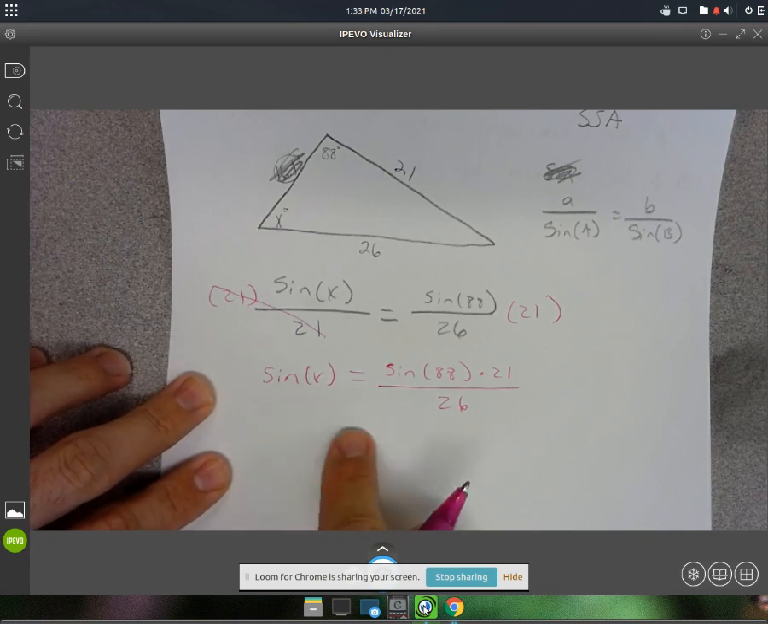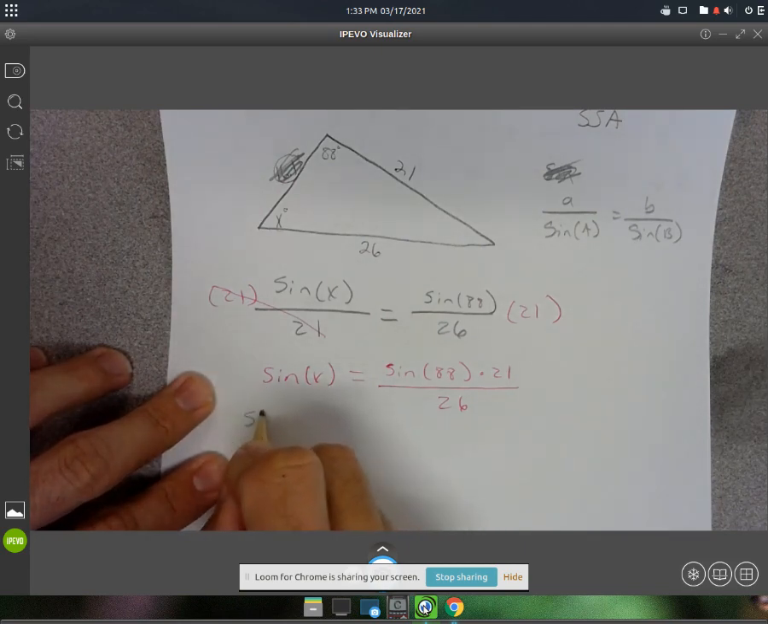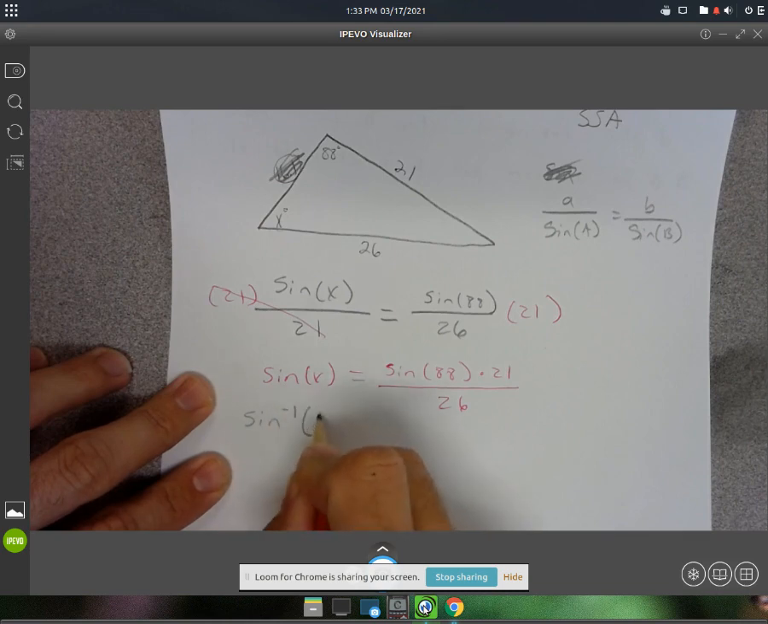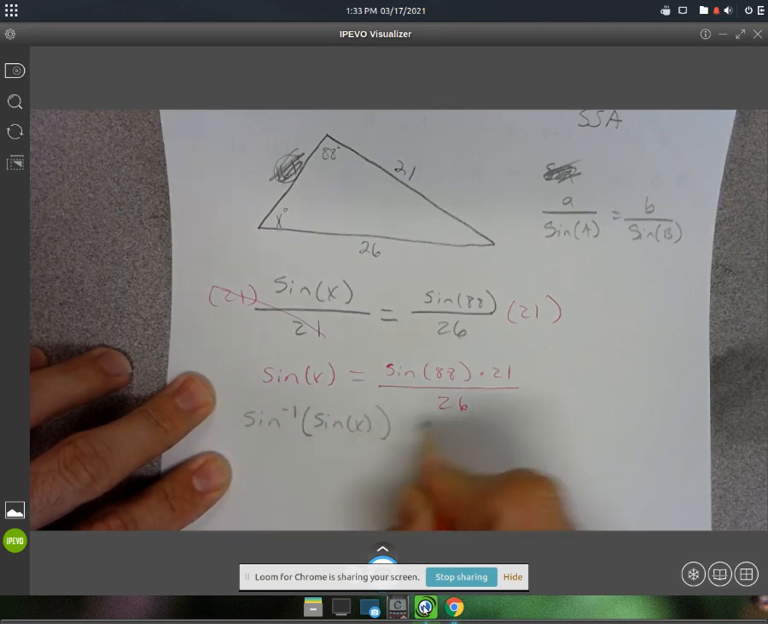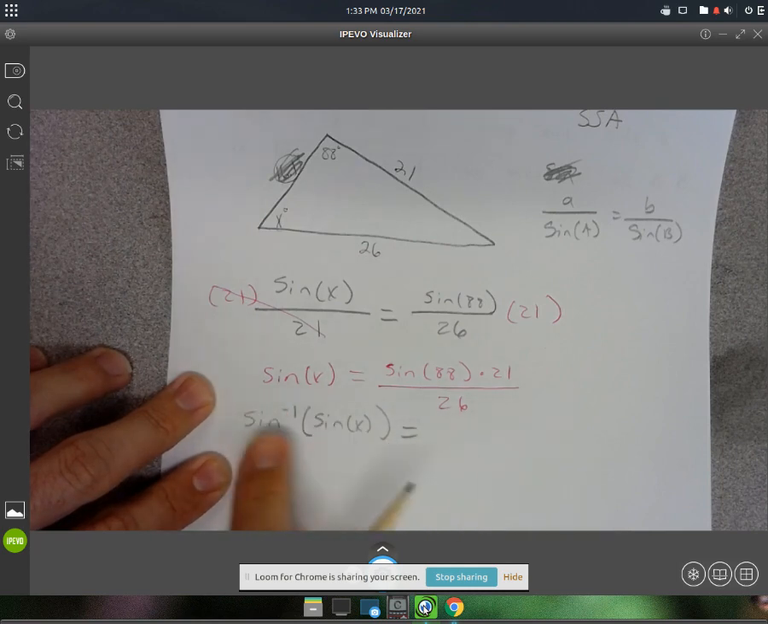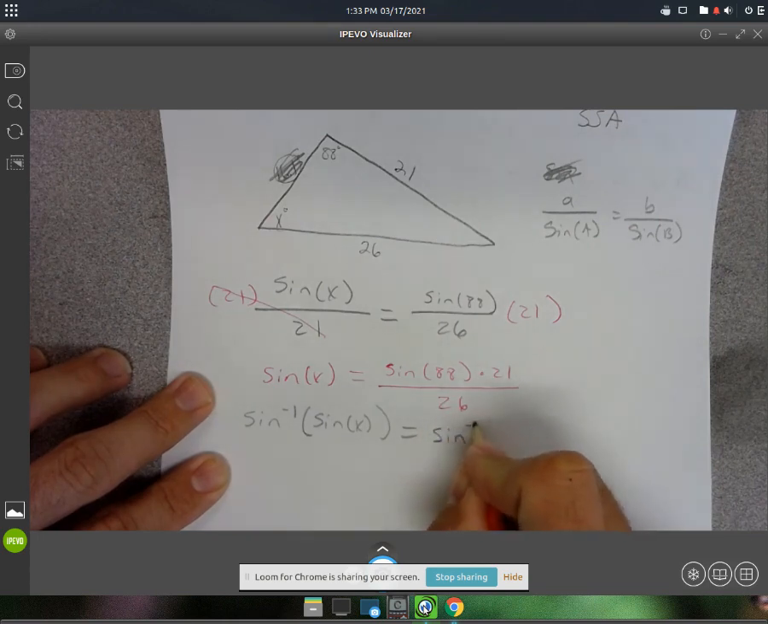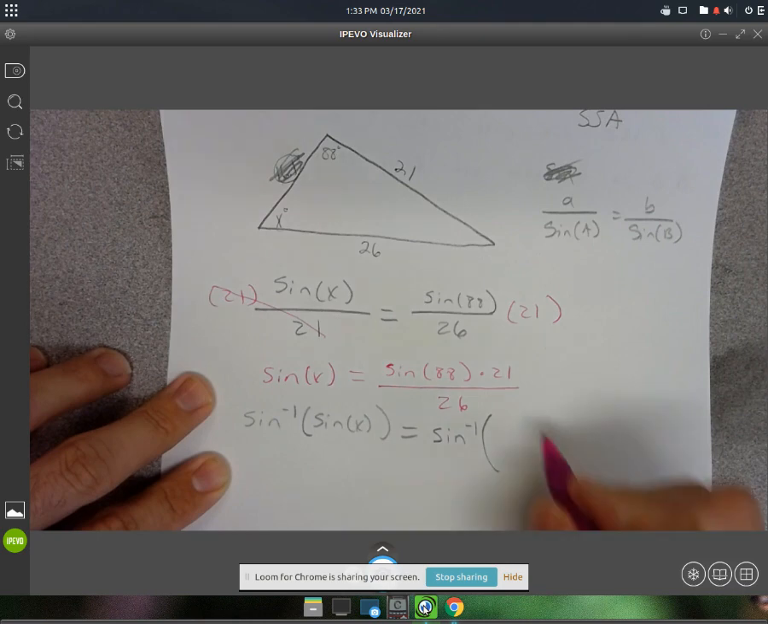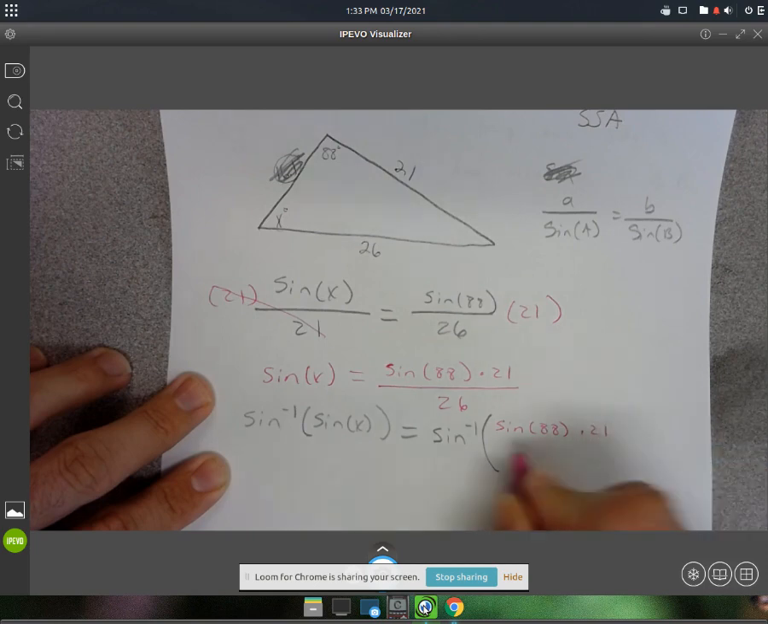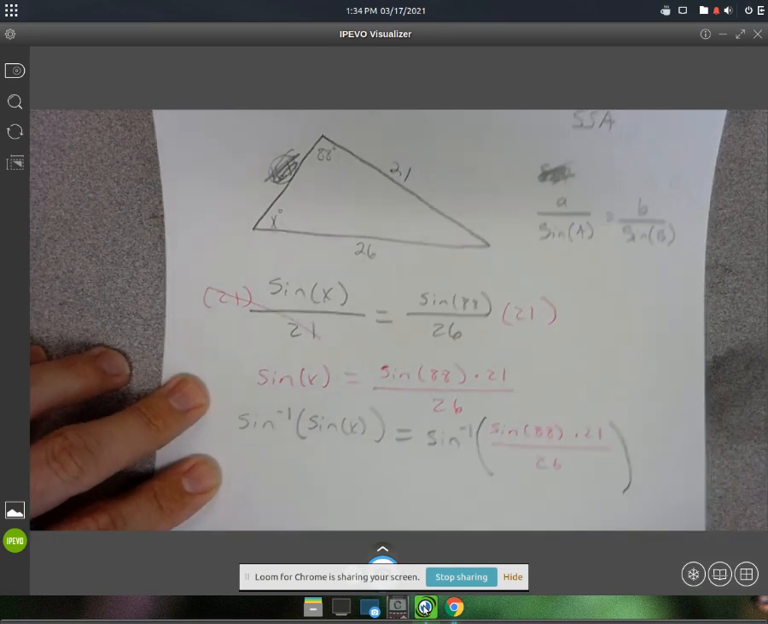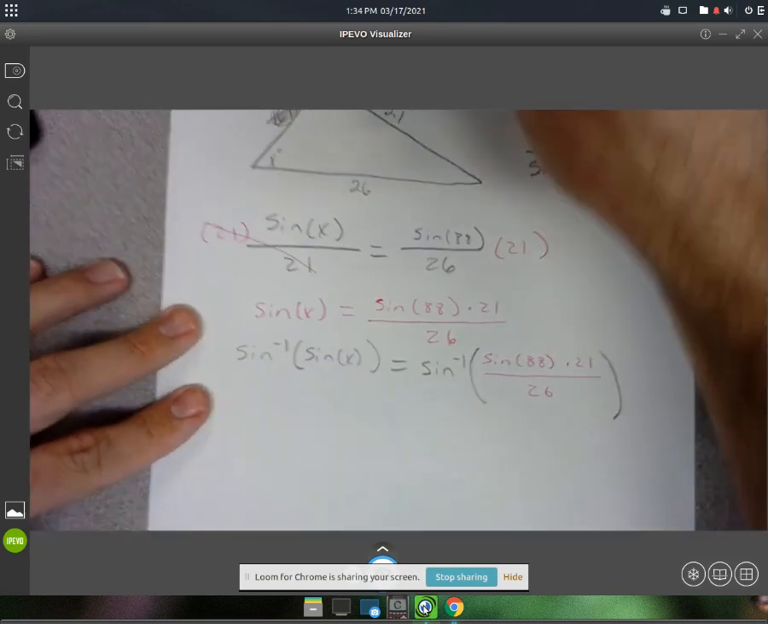So on our next step, we're going to be taking the inverse sine of both sides. If I wanted to get x by itself, I would do sine inverse of both sides, so I would do it to this side. That way, these are just going to eat each other, and you're going to be left with x. And whatever comes out on the other side, sine inverse of this whole mess, this is where your answer is, times 21. I know it looks ugly. This is probably a little funkier than it should be.